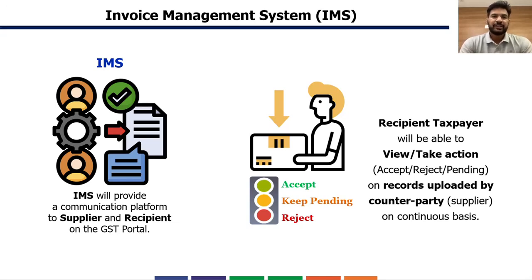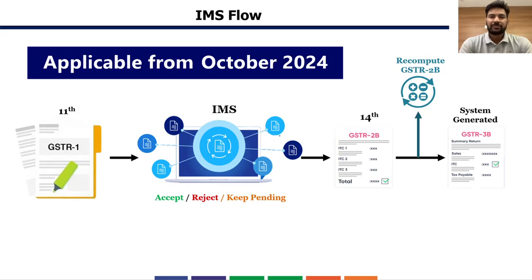The third point is from when the IMS will be applicable to the taxpayers. IMS will be applicable from October 24 period onwards. That means the GSTR 2B for September 2024 period, which will be generated on 14th of October 2024, will be generated based on the current logic, and there will be no accept or reject functionality available in that particular GSTR 2B.